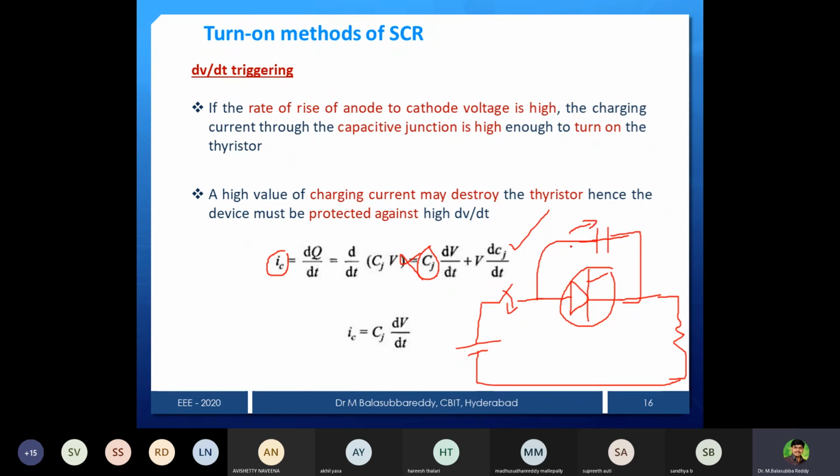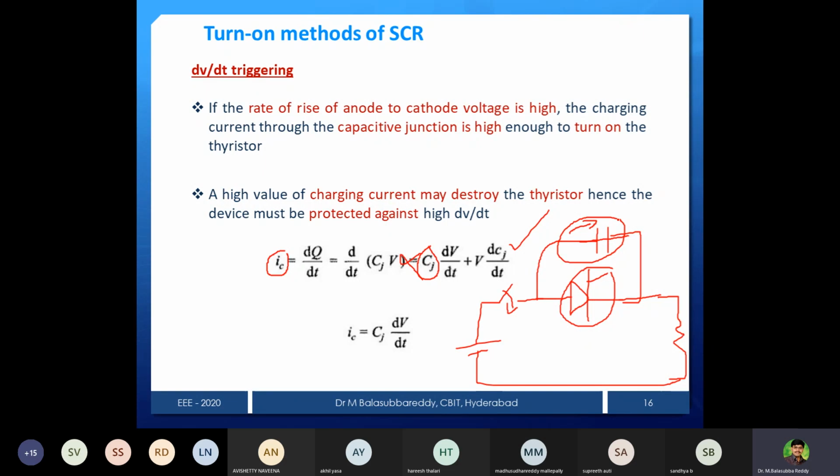Once the capacitor is charged, what will happen? The voltage across that capacitor is the same as the voltage across the device, so the rate of change of voltage will not be high. That is the way, and we call this a snubber circuit.